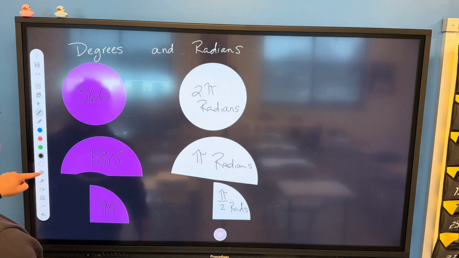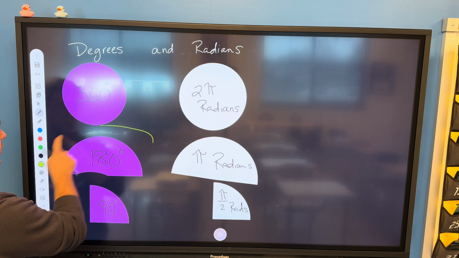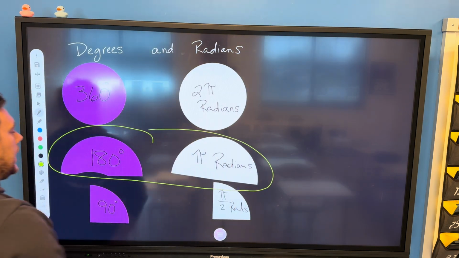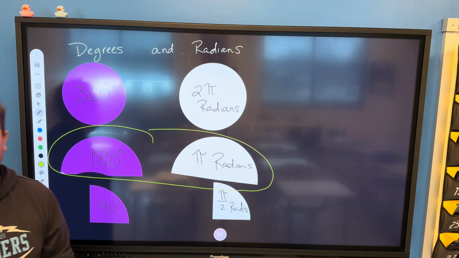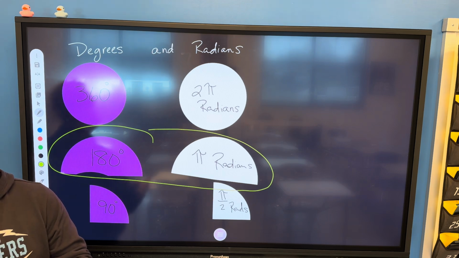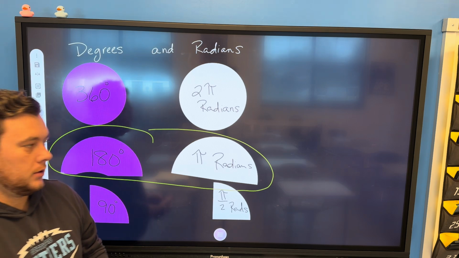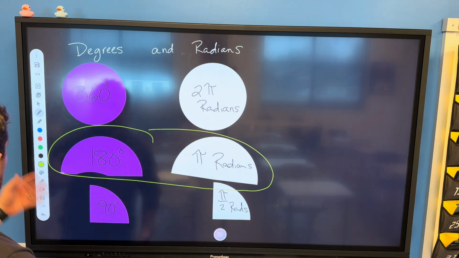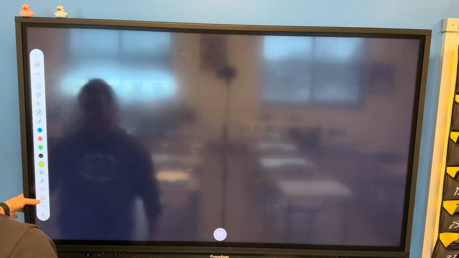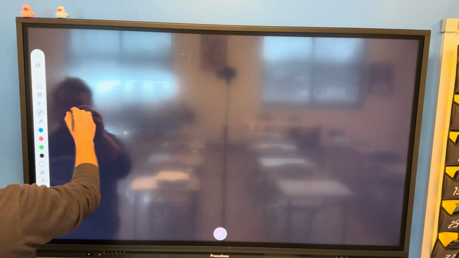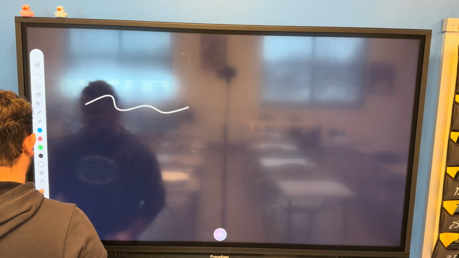That's common. And this is the big one, okay? 180 degrees is pi radians. That's what we're going to use to convert any degree to radian or radian to degree, okay, for our conversions and our radian and degree measures. Let's look at an example of that.